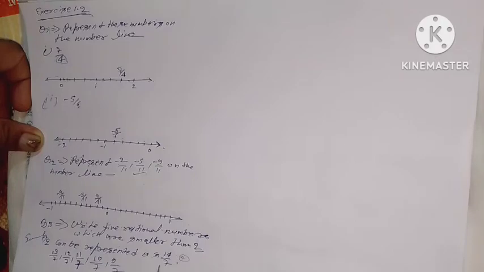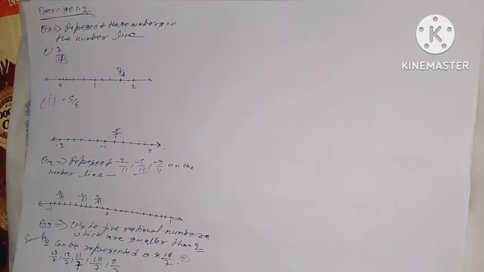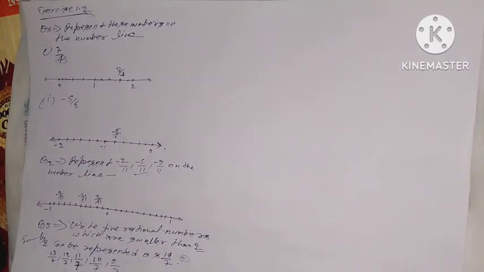Rational numbers which are smaller than 2. If 13 is divided by 7, the value is smaller than 2. 12 divided by 7 is also less than 2, and so on. Okay. These are the 1, 2, 3, 4, 5 rational numbers which are smaller than 2. Okay. And question number 4.